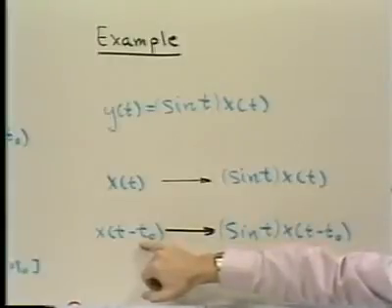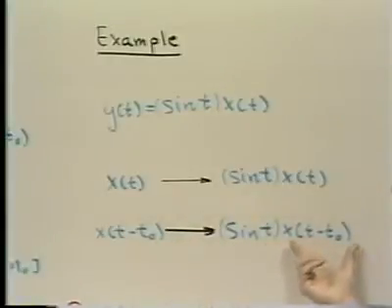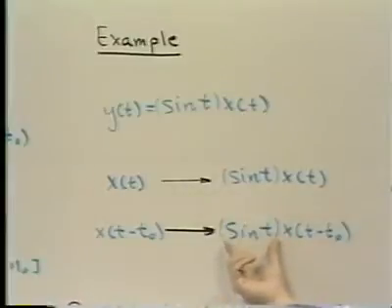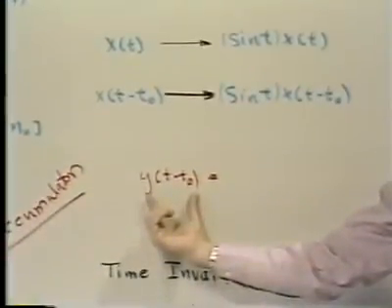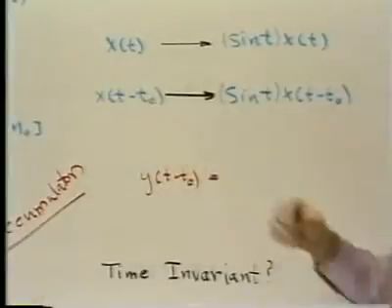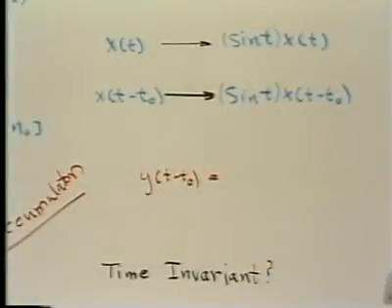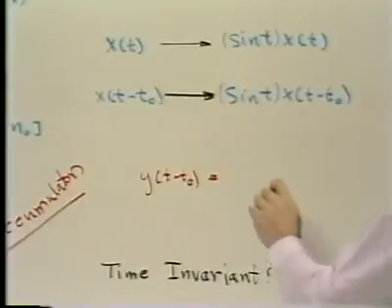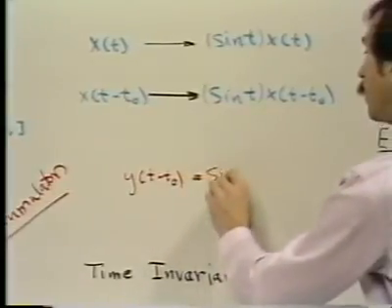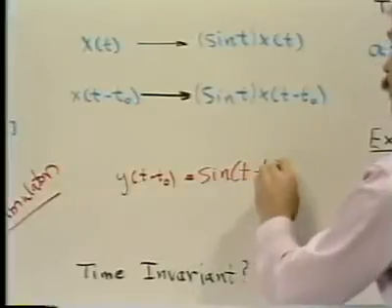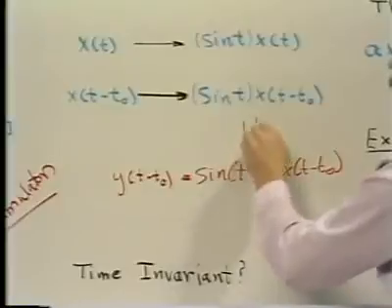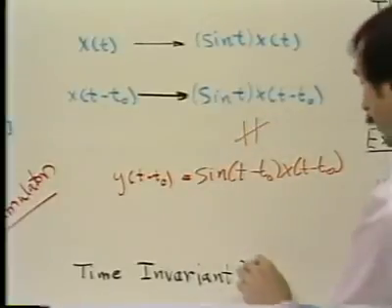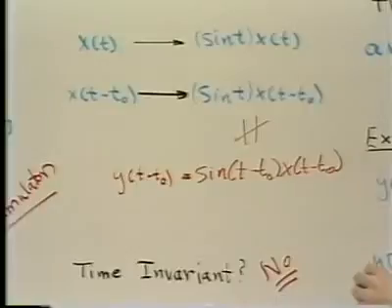And although you might think at first that this system is time invariant, in fact, it is not, because the input shifted generates an output which is the input shifted times the same modulation function, whereas if we were to take the output of the system with x of t as the input, then what that would correspond to is sine of (t minus t0) times x of (t minus t0). And since these two are not equal, this system is not time invariant.